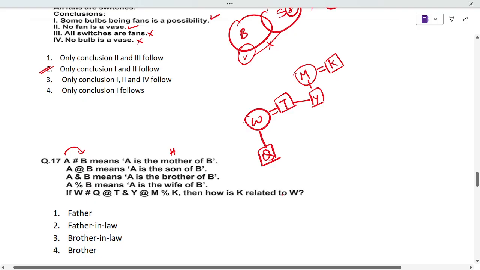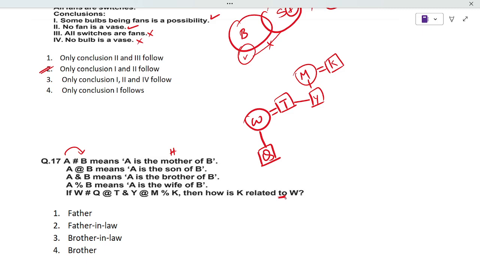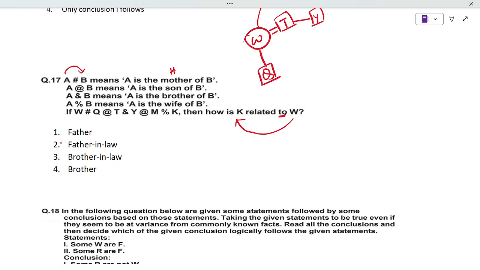So in this case, remember this one. Whenever the word "to" appears, it is very important. So adjacent to it we have W, right? So we need to check how we go to K. So W is here, K is here. So W to K, we will call it as father-in-law or no? Yes, father-in-law. So answer is father-in-law.